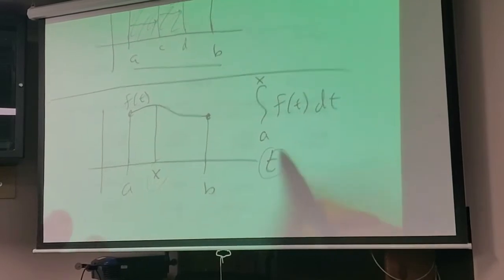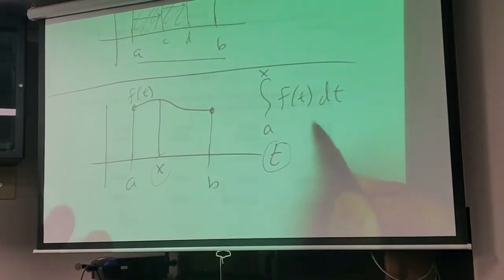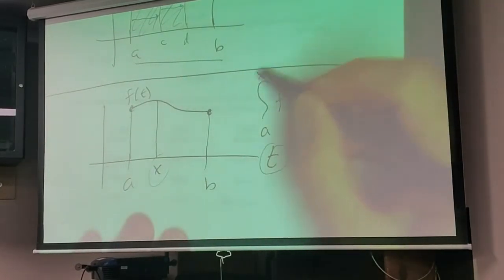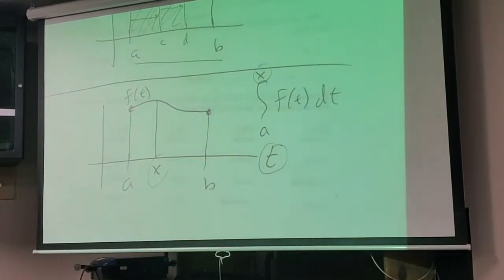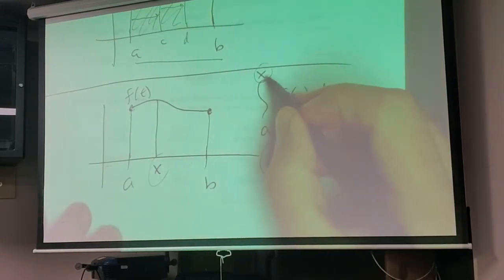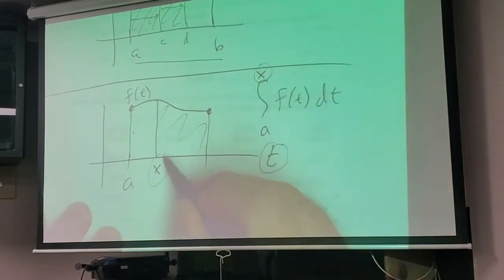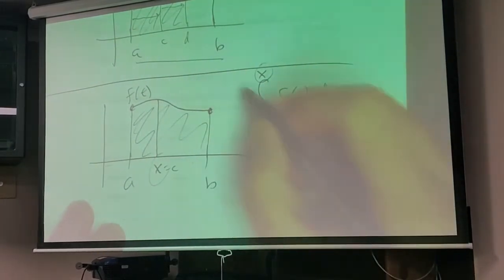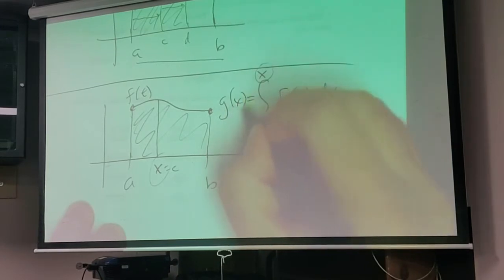Do you understand now that this is a function? This is a function because if I change x, I will get different outputs. So if I make x b, I'll get this whole area. If I make x some number c in the middle, I'll get a smaller area. So I can call this g of x.